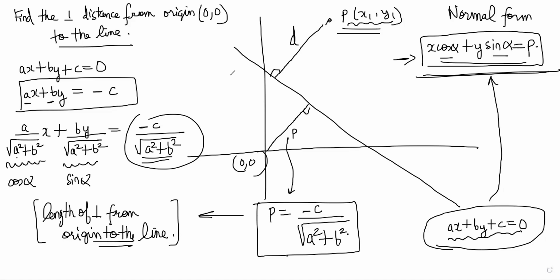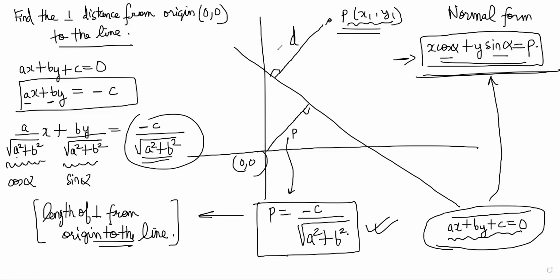Okay, so now, write this down. This is one formula that we have derived just now. We have said length of perpendicular from origin to the line ax plus by plus c is equal to 0 is coming out to be minus c by root over a square plus b square, right? Have you written this one? P is equal to negative c by root a square plus b square.